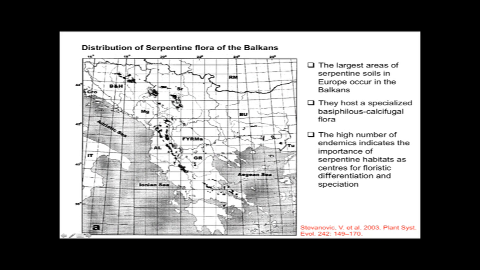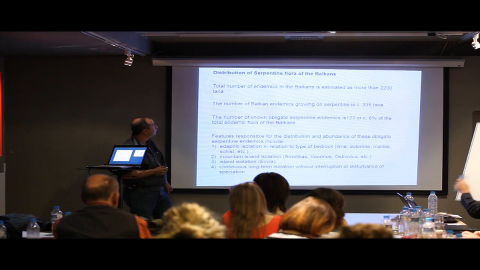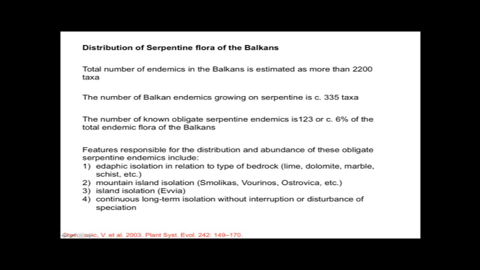The serpentine areas in the Balkans are considered a center of floristic differentiation and speciation. The total number of endemics in the Balkans is estimated at about 2,200 species. The number of Balkan endemics growing on serpentine is about 335 species. The number of obligate serpentine endemic plants is about 123 species, that is 6% of the total endemic flora of the Balkans, which is a large number.